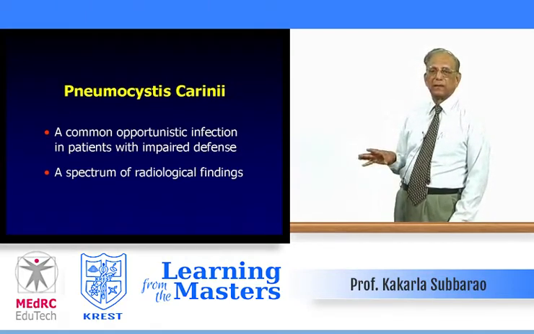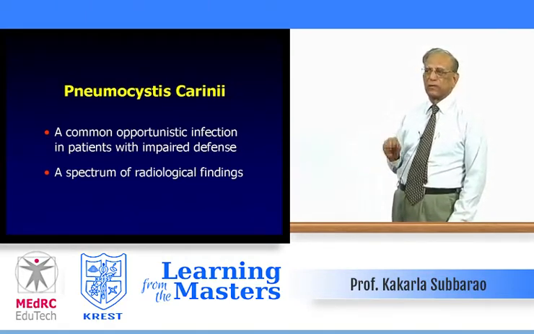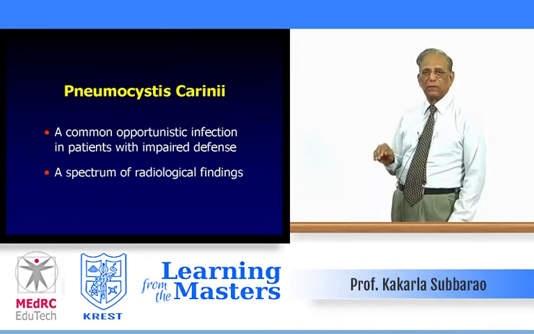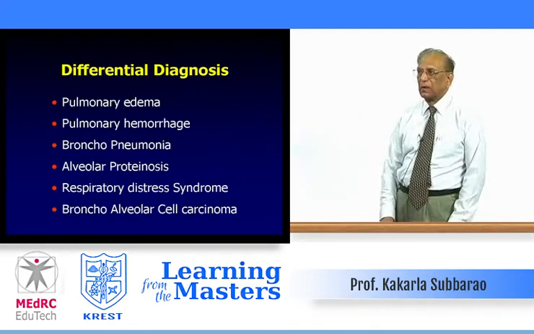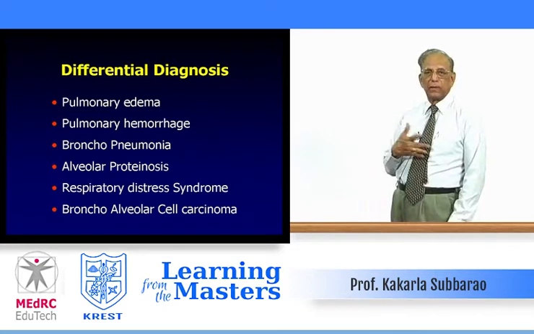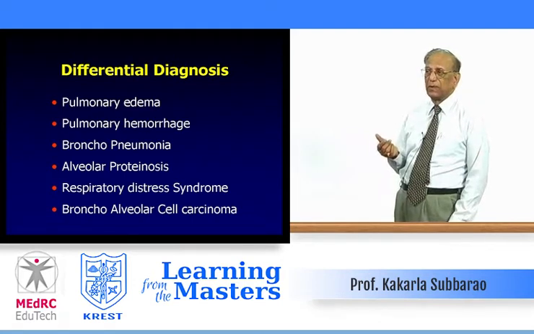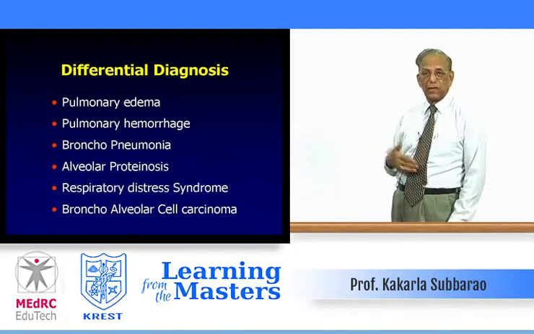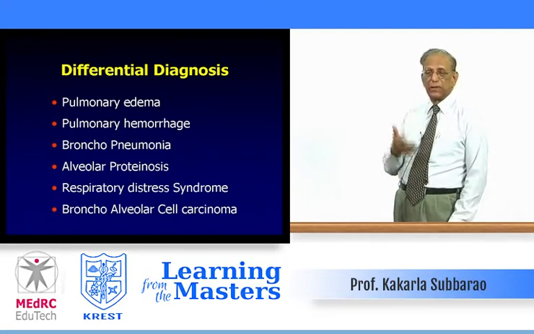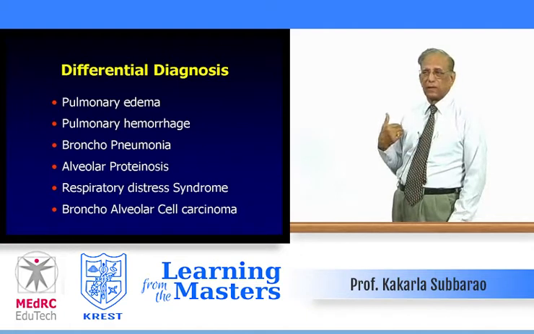Pneumocystis jirovecii, a common opportunistic infection in patients with impaired defense. Even without immunodeficiency, one can get these Pneumocystis infections. Radiologically, a spectrum of findings are seen. It may simulate pulmonary edema, pulmonary hemorrhage, Goodpasture's disease, for example, bronchopneumonia, patchy opacities, alveolar proteinosis, diffuse bilateral homogeneous shadows, respiratory distress syndrome, bronchoalveolar cell carcinoma.